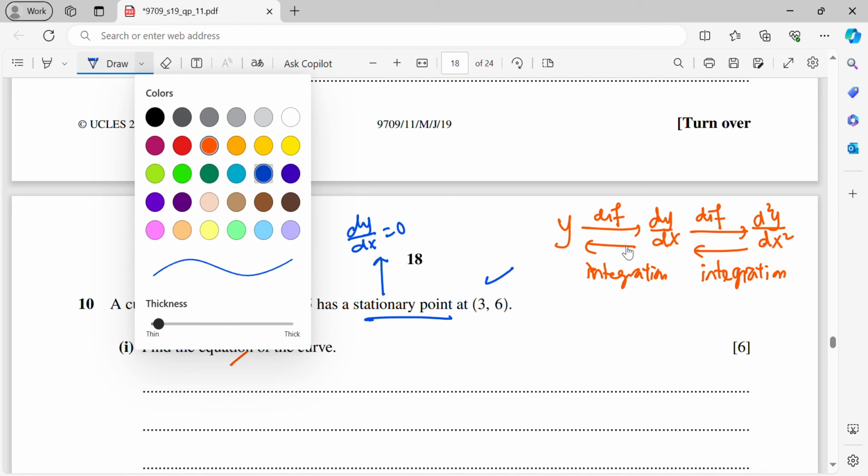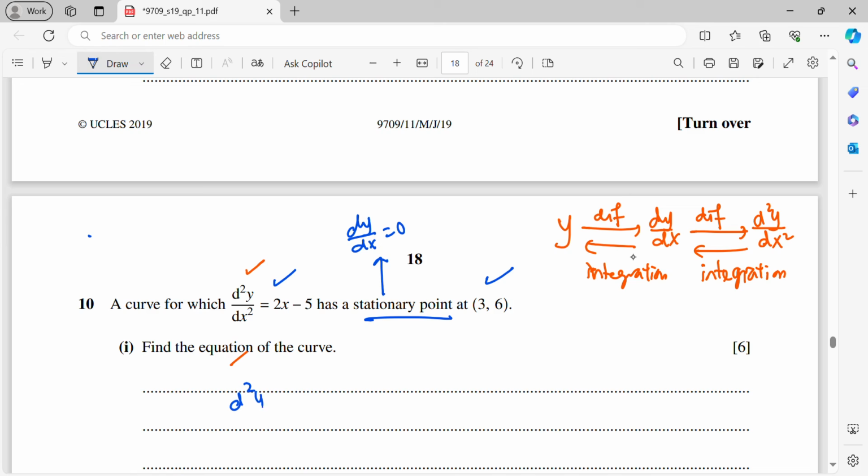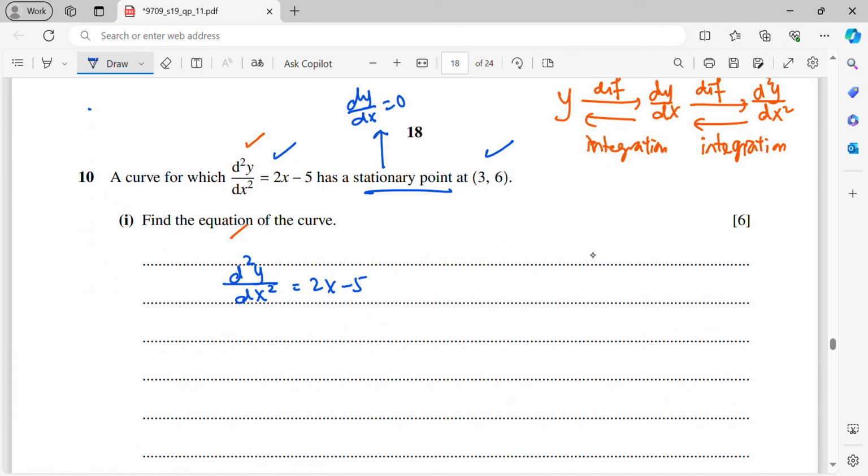That means now here I will write d squared y over dx squared equals 2x minus 5. Now when you integrate, dy dx is the integral of 2x minus 5 dx. For integration, just add 1 to the power of x. It becomes 2x squared over 2 minus 5x plus c, and I simplify this into x squared minus 5x plus c. This is my dy dx.